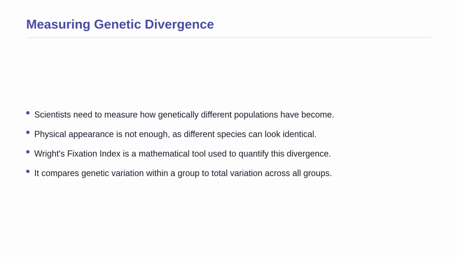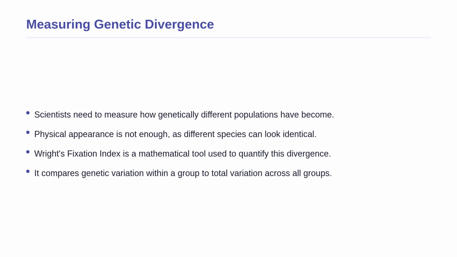Knowing why speciation matters leads us to a practical challenge for scientists. How do we know when speciation is actually occurring? We can't just look at their physical appearance because sometimes completely different species look identical to the naked eye. Instead, scientists need a way to measure how genetically different two populations have become over time.